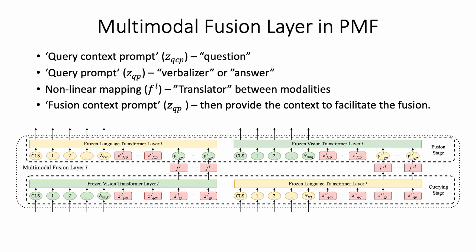Specifically for our prompt-based multimodal fusion layer, intuitively, the query context prompt and query prompt can be seen as a pair of question and answer with the aim of extracting necessary information for exchange between two modalities. After being translated by a nonlinear mapping translator, the answer is then delivered to the other modality for better cross-modal understanding. Finally, the fusion context prompts provide the context to the delivered answer to facilitate the fusion.